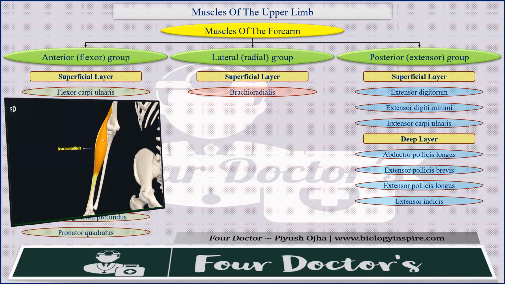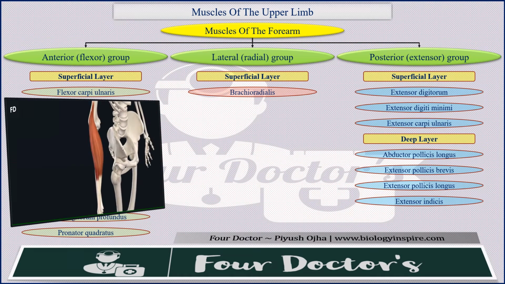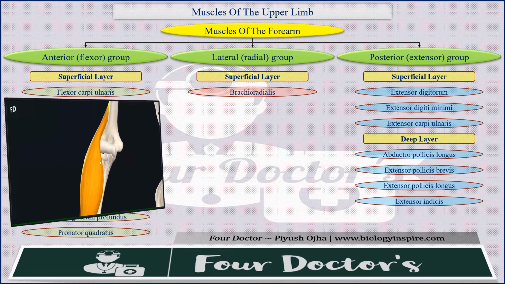So the brachioradialis is this long fusiform muscle, and it is one of the two muscles of the lateral compartment of the forearm. The second muscle of this compartment is the extensor carpi radialis longus muscle. This muscle forms the lateral boundary of this triangular anatomical area called the cubital fossa.